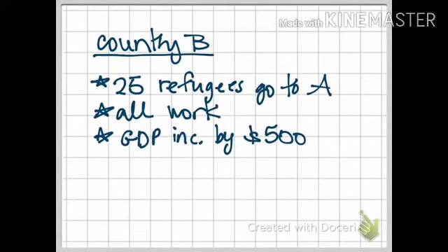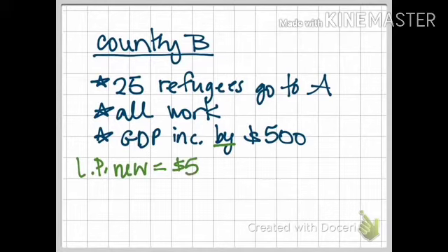But then we're going to have a change. Over here we have country B, and country B has 25 refugees that are allowed to move to country A. They're all hard workers, so they're all allowed to work. Because of them coming and working in country A, the GDP in country A is going to increase by $500. So now we want to see what labor productivity is. Did it increase or decrease, and by how much was the change?